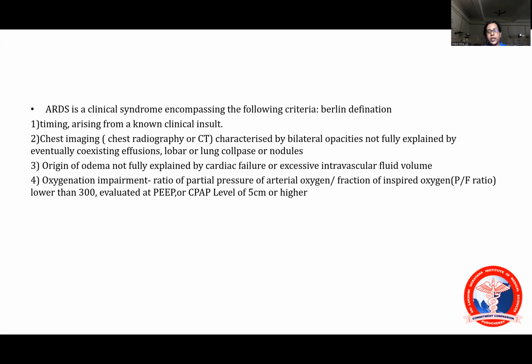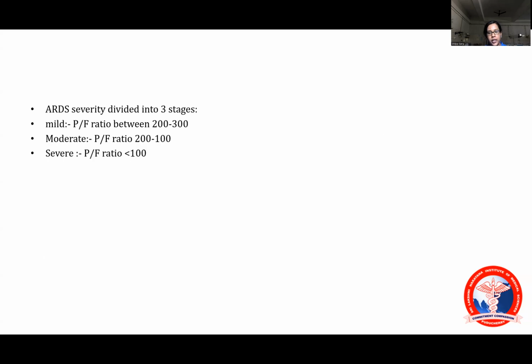So the origin of edema is not fully explained by cardiac failure or excessive intravascular fluid volume. And the fourth criterion was regarding oxygenation impairment. That's where we gave more importance to the PF ratio. Along with that, we added PEEP, or continuous positive airway pressure, of 5 centimeters minimum or higher, which can be given by a non-invasive or invasive route. And any PF ratio less than 300 was considered as ARDS.